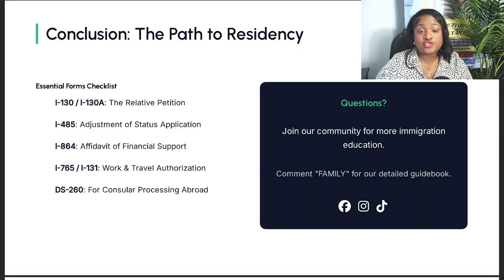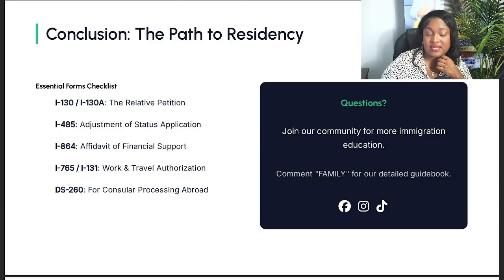We're going to talk about the forms you need to send for your adjustment of status, which are the I-130, for marriage, the I-130A, the I-485 itself, and the I-864, which is the affidavit of support, where that person certifies they will provide support for you after 10 years or when you become a U.S. citizen. And we have the travel authorization and work permit. While your status is pending, you can have your work permit issued. Or if you do it through consular processing, you're going to have to file the DS-260.